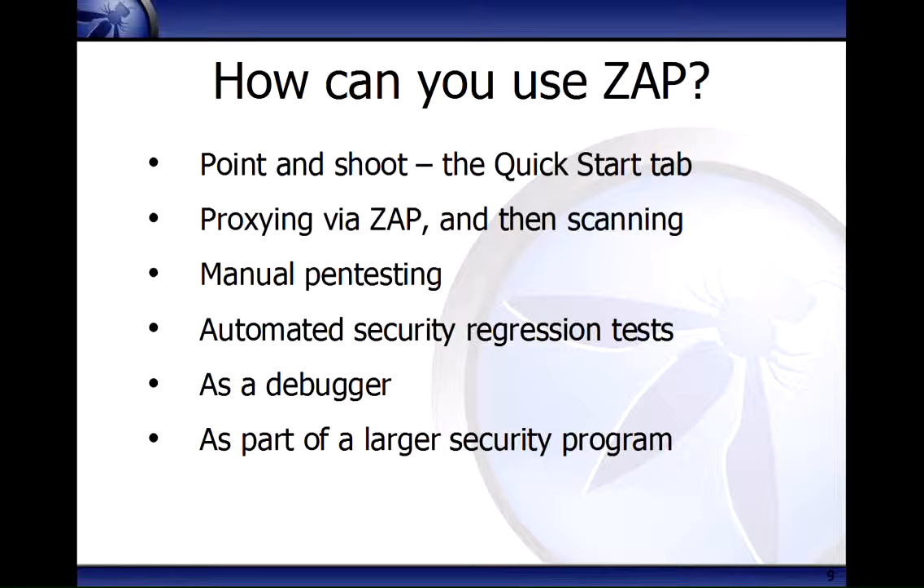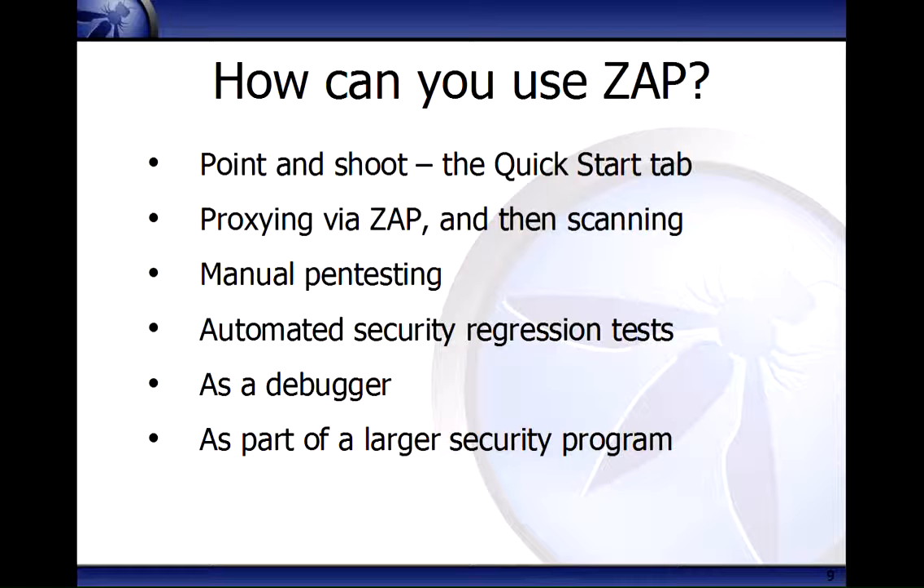So I'm going to have a quick run through of how you can use it, because that is one of the questions people ask me, and it's a very good question. One way is point and shoot. We've got a quick start tab, and you can just put in a URL and go attack. Zap will then run the spider against that URL and then run the active and passive scanners against it. That's very effective, but it's limited.